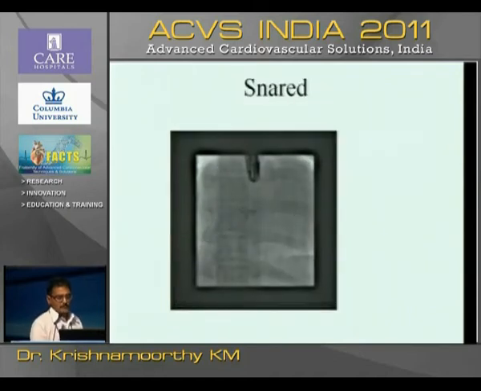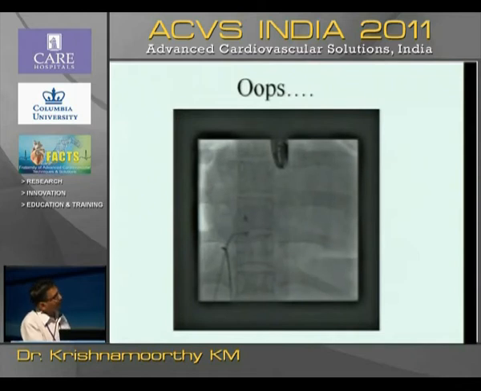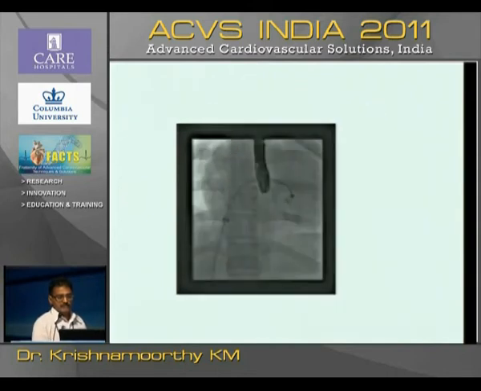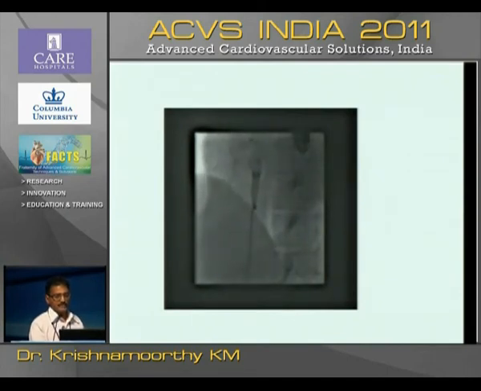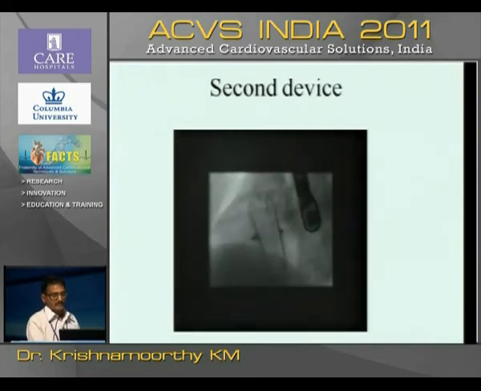It was snared. Oops. You see what happened? This is the third complication phase. It slipped back. Now it was snared again. The sheath was pushed into the RV, and the device was pulled back into the sheath and it was retrieved. Now everything is safe. Now a second device was deployed, a 24 millimeter device, which was kept in position.